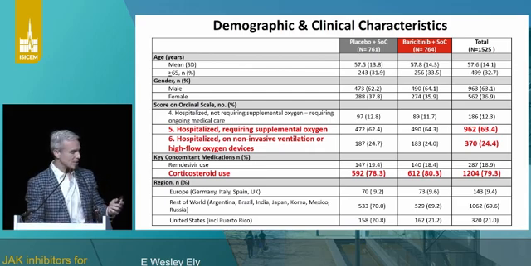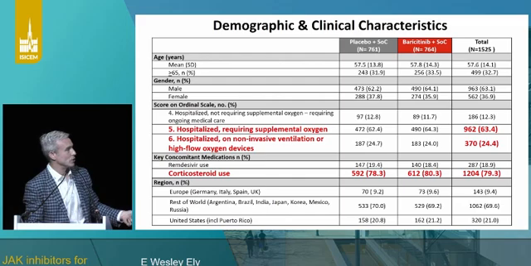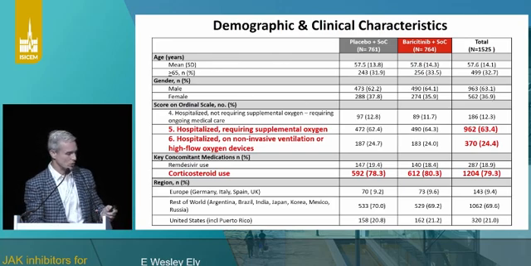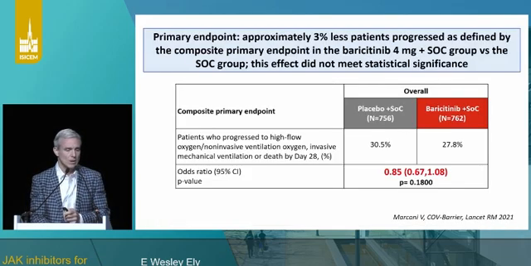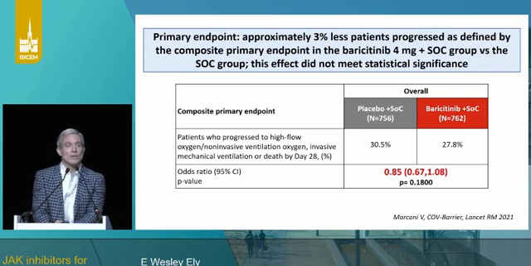So 90% of the patients in this investigation were enrolled either on oxygen or on non-invasive masks or high flow. And as I said earlier, 80% were on corticosteroids. The primary endpoint was whether or not you had an advance in your severity of illness.